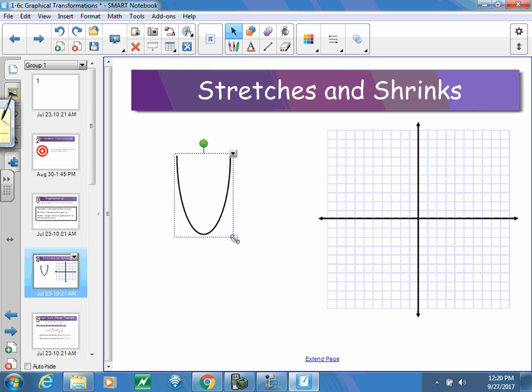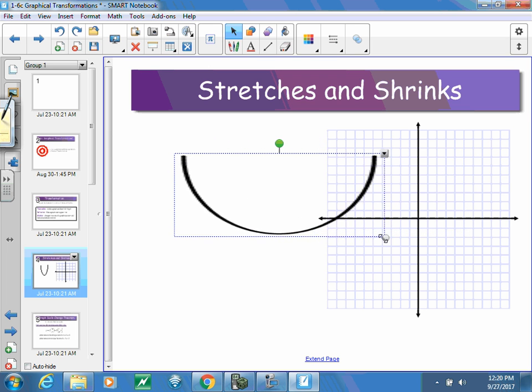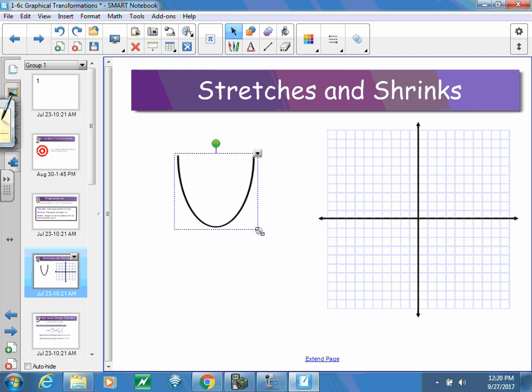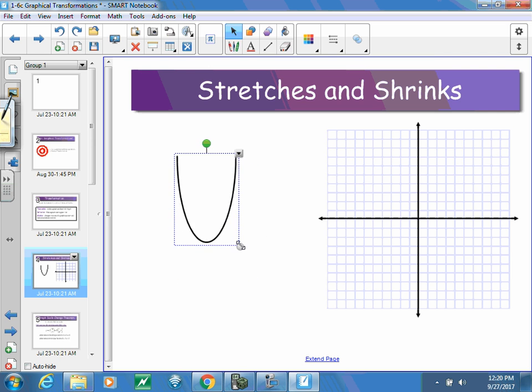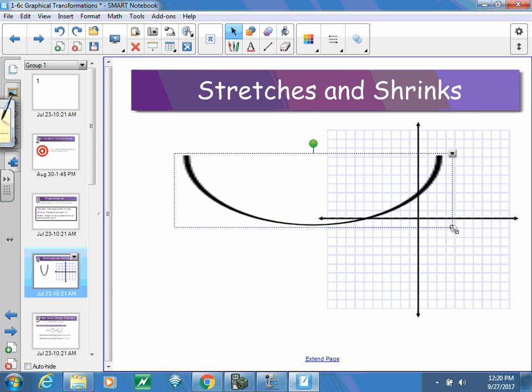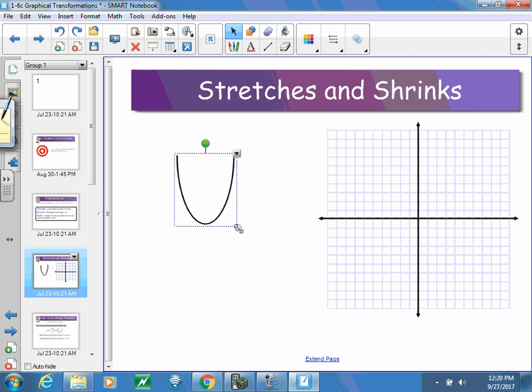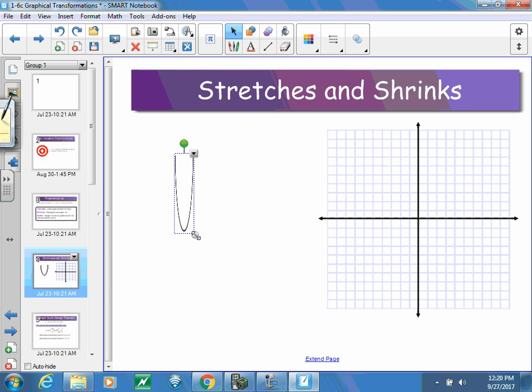Other option, if this is where I started, I could do a horizontal stretch, which is going to make it wider. So notice that a vertical stretch makes it taller and skinnier, where a horizontal stretch makes it kind of shorter and fatter. That's one option. The other option would be to compress something. So you could do a horizontal compression, which is going to make it skinnier. You could do a vertical compression, which is going to make it wider.